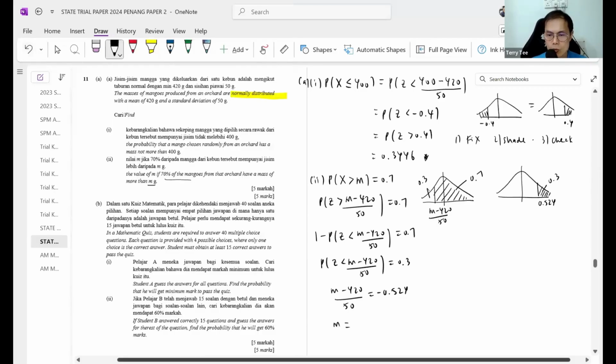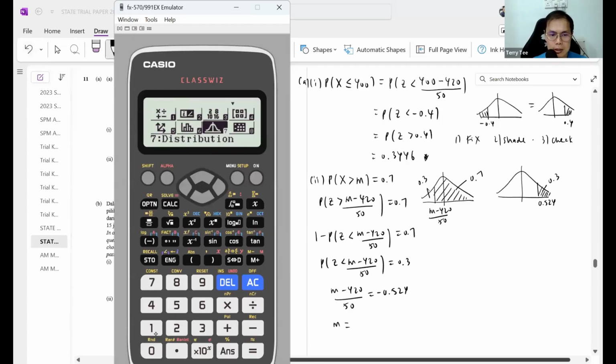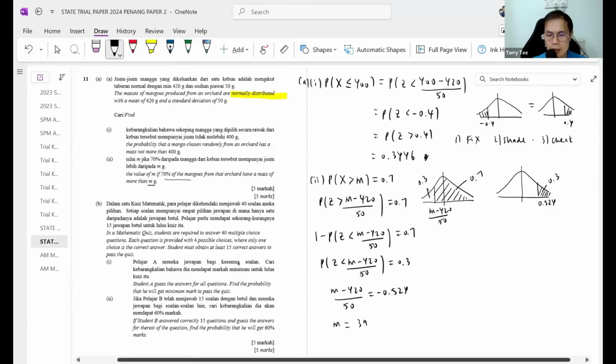Just one more step, use your calculator. We're going to take negative 0.524 multiplied by 50 plus 420. My m value is 393.8 grams, to four significant figures. All right, that's the first part, normal distribution.